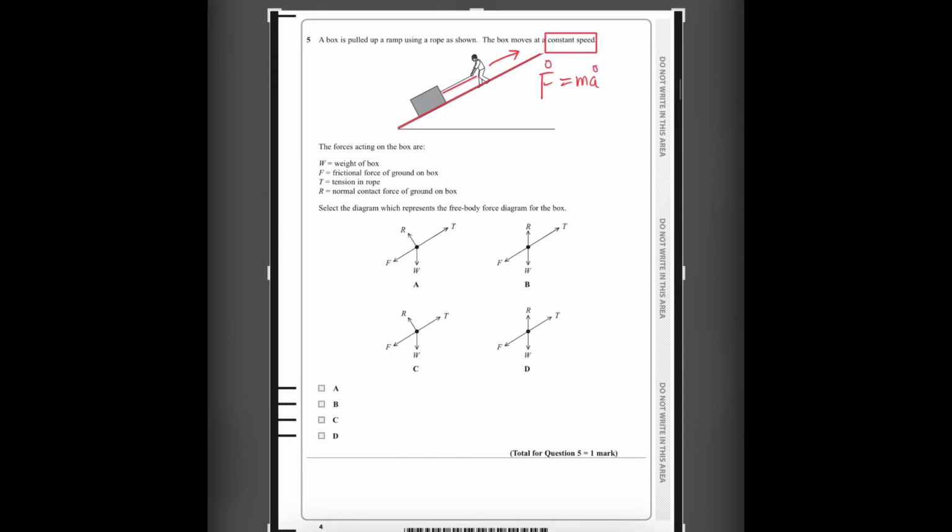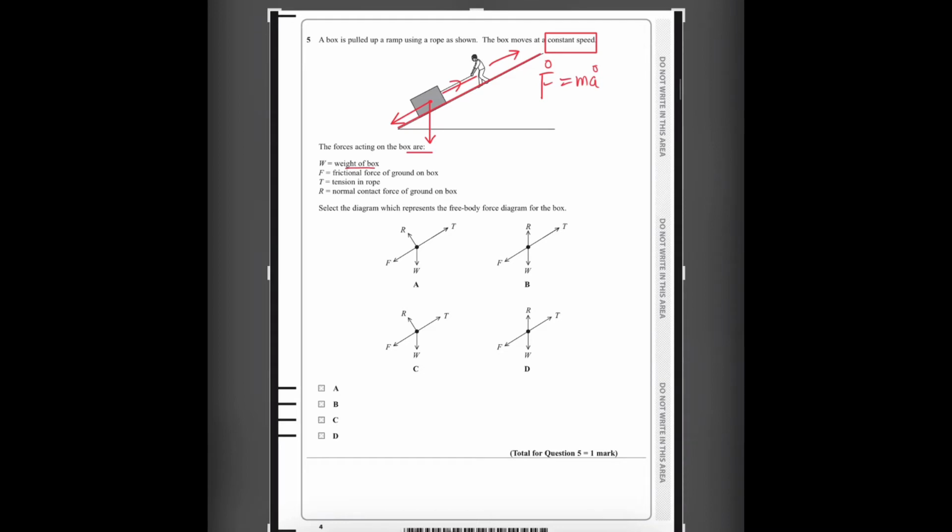The forces acting on the box are the weight of the box, which will always be downwards towards the gravity, and the frictional force on the ground. The friction force will be in the opposite direction of motion. So this will be the frictional force, and the tension in the rope. The tension in the rope will be in the direction of the man. So this will be the tension in the rope. And the normal contact force.